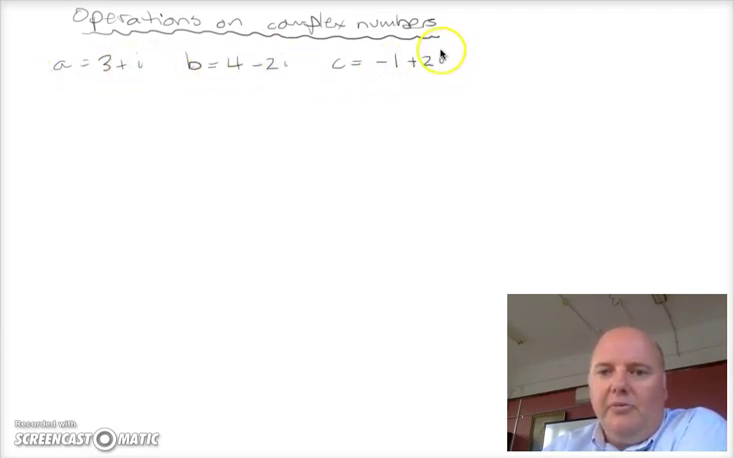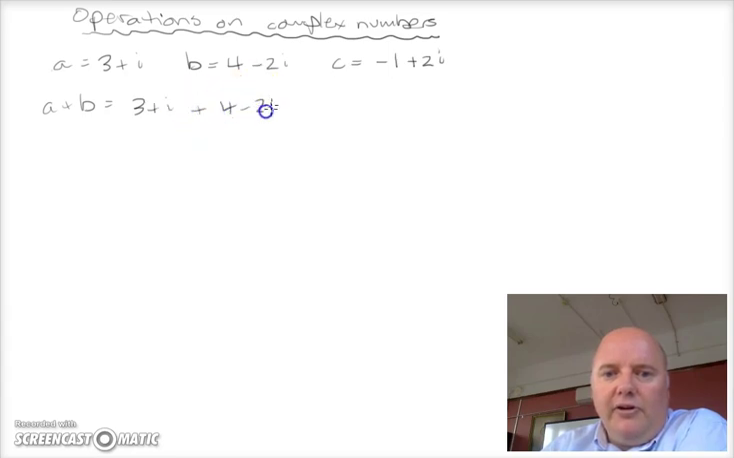b equals 4 minus 2i, and c equals minus 1 plus 2i. Let's add a and b together. So a is 3 plus i. I'm going to add to that 4 minus 2i. So what we do is we group together like terms. So the real parts we can put together. So 3 plus 4 is 7, and the i minus 2i is minus i, and that's your answer.